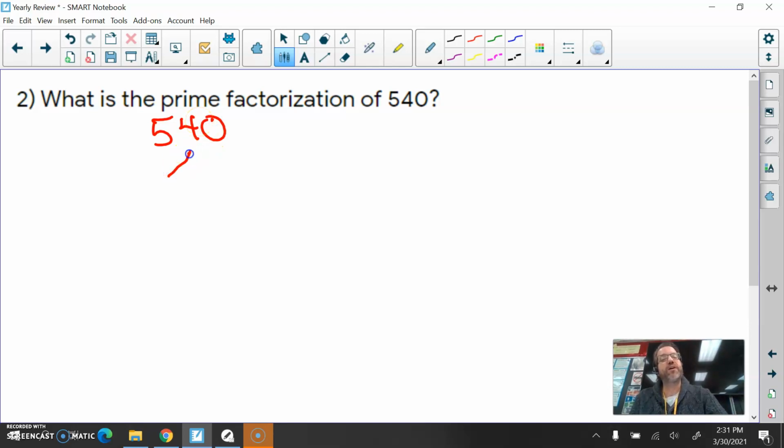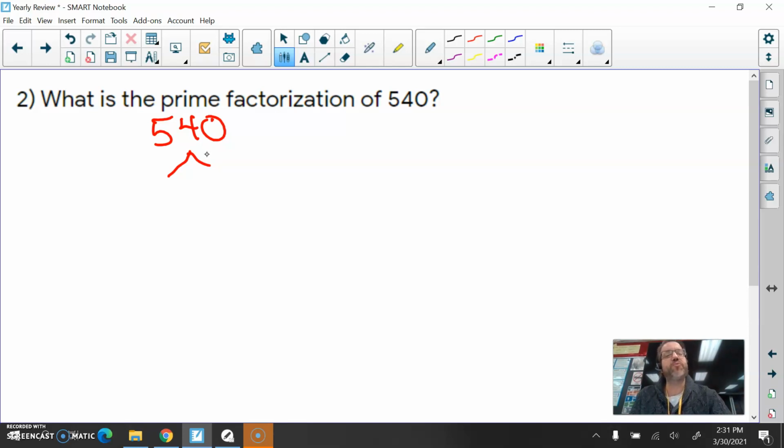So let's split this apart. You can split this apart a lot of ways. You can put 2 times 270. You could do 4 times 135, but who would ever think of that? You could do 5 times 108, but who would ever think to do that? You could do 6 times 90. You probably wouldn't even think to do that.